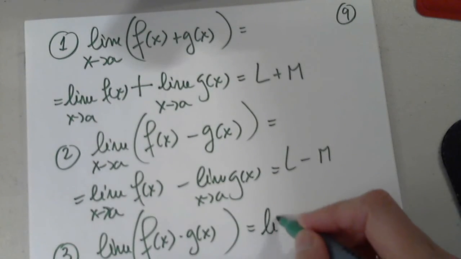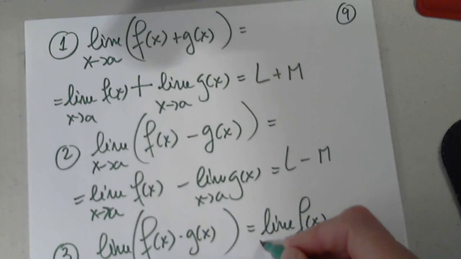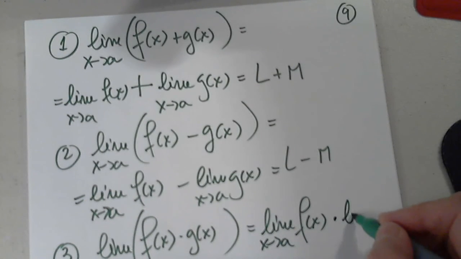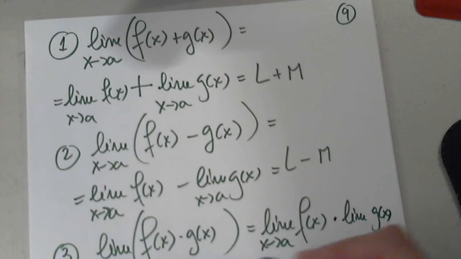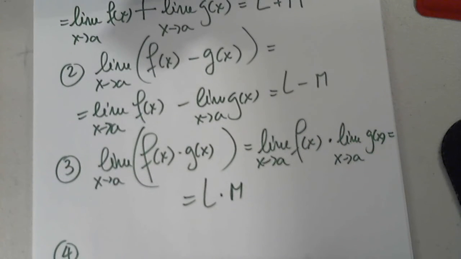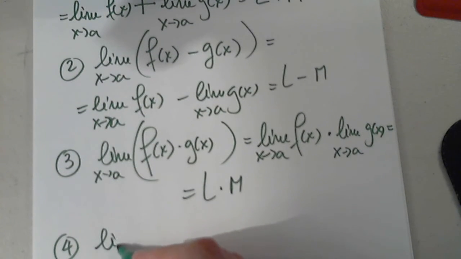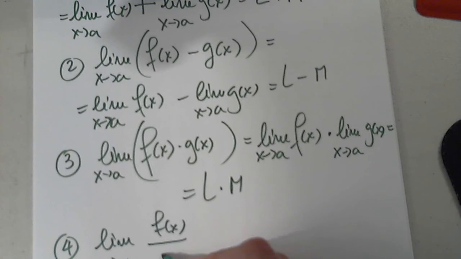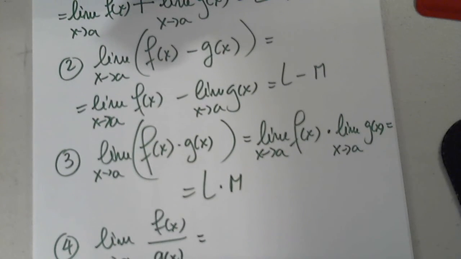Very good. So the limit of f of x as x approaches a multiplied by the limit of g of x. As you see, we would not have been able to distribute or anything like that. So it's not a distributive law. Indeed, L times M. Limit law number 4: the limit as x approaches a of f of x over g of x. What do you think this will equal?